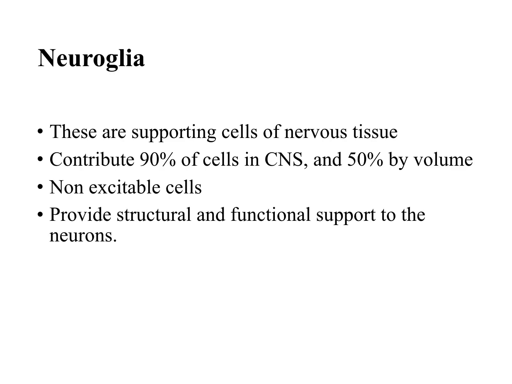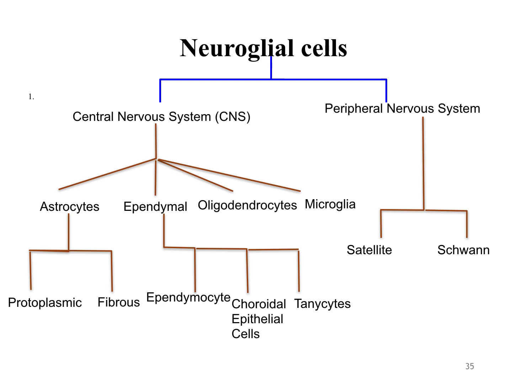Neuroglial cells are the supporting cells of the central nervous system. Do you know it contributes about 90% of the cells in the CNS and 50% by volume. As I already mentioned, these are non-excitable cells. They mainly provide the structural and functional support to the neurons. Now we are going to see the entire classification of neuroglial cells.